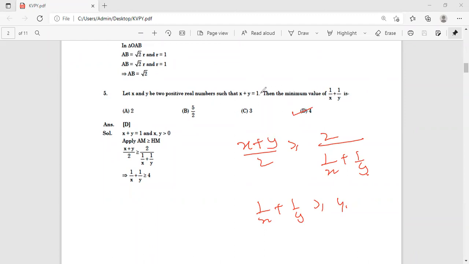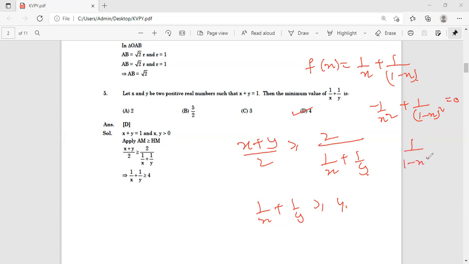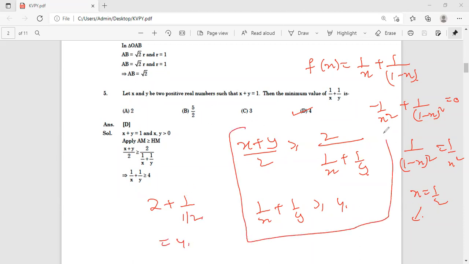If you don't remember AM greater than HM, you can apply functions. What is f(x)? f(x) is 1 by x plus 1 by y, with y equal to 1 minus x. So you can differentiate it: minus 1 by x square plus 1 by (1 minus x) whole square. When the derivative is 0, then 1 by (1 minus x) square is 1 by x square. So x is half. When x is half, you can check it will be a minimum. So when x is half, this becomes 2 plus 1 by half. So that is also 4. But if you apply AM greater than HM, this is the good method.